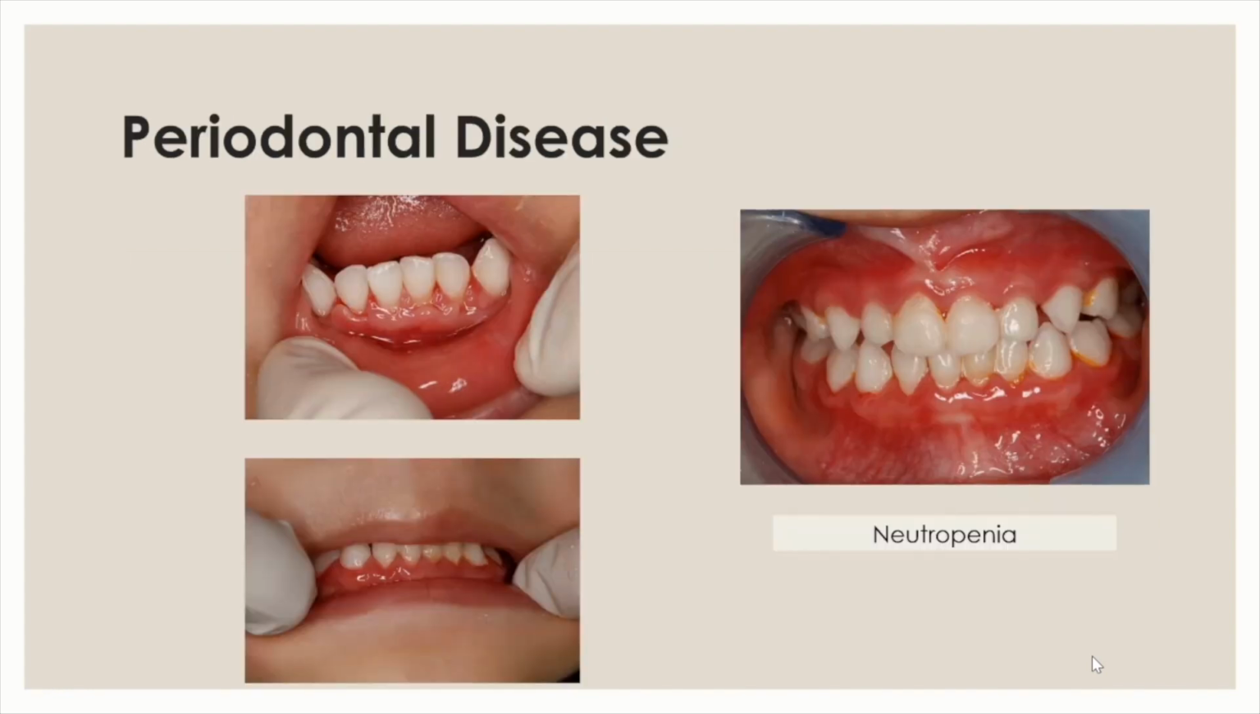So these are photos of a patient with cyclic neutropenia. The photos on the right-hand side were taken at 3 years old, and those on the left-hand side were taken at 4 years old. In general, you can see that the patient presents with poor hygiene, severe gingival inflammation, and also gingival recession.